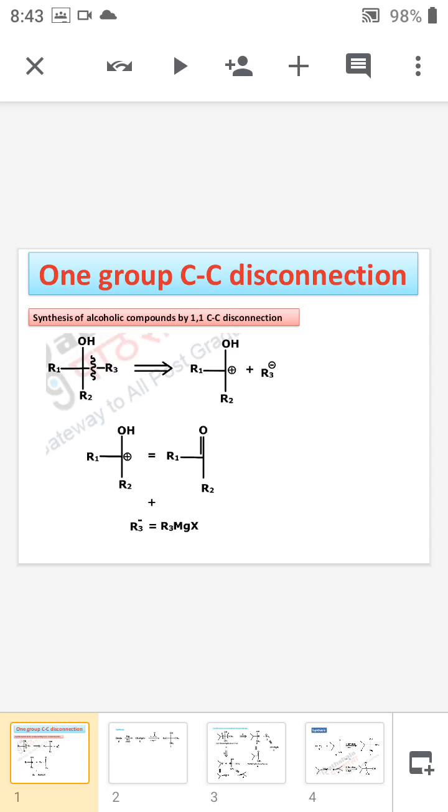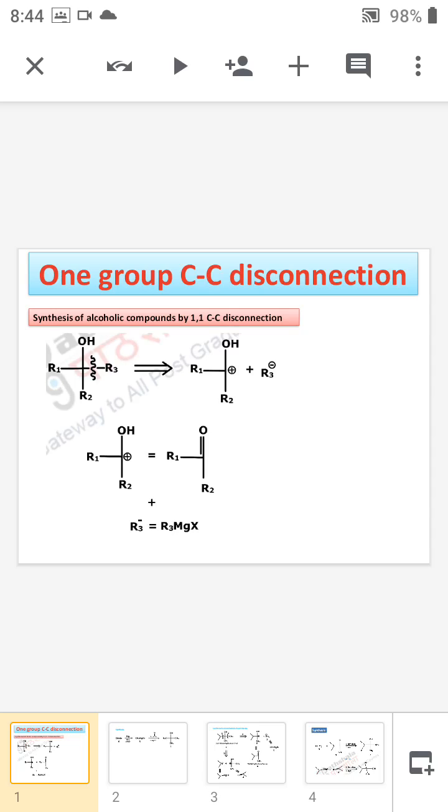So we have two disconnections for synthesizing the alcoholic compound, that is the 1,1 disconnection and 1,2 disconnection. We know that we have three different classes of alcohol, that is primary alcohol, secondary alcohol and tertiary alcohol. So let us move from tertiary alcohol. Always remember that we are going to synthesize the tertiary alcoholic compound by the 1,1 disconnection.